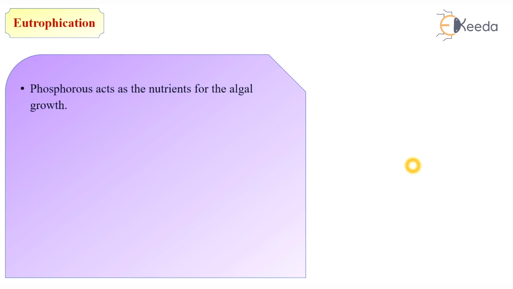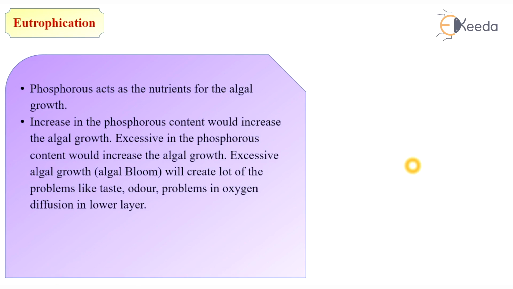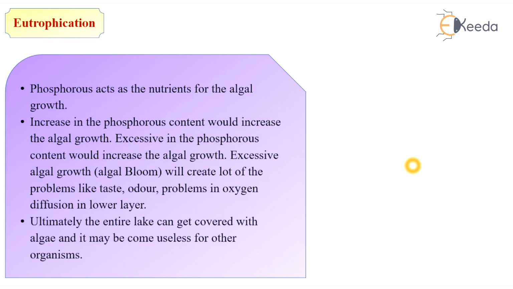So what is eutrophication? The phosphorus acts as a nutrient for algal growth. Increase in phosphorus content would increase the algal growth. So excessive algal growth will create a lot of problems like taste, odor, and problems in oxygen diffusion to the lower layer. Ultimately, the entire lake can get covered with algae, and it may become useless for other organisms.